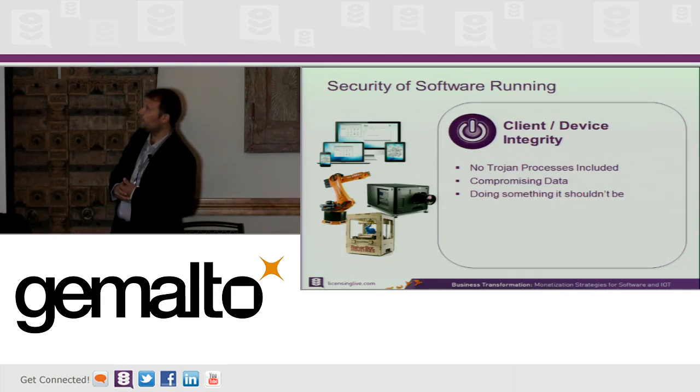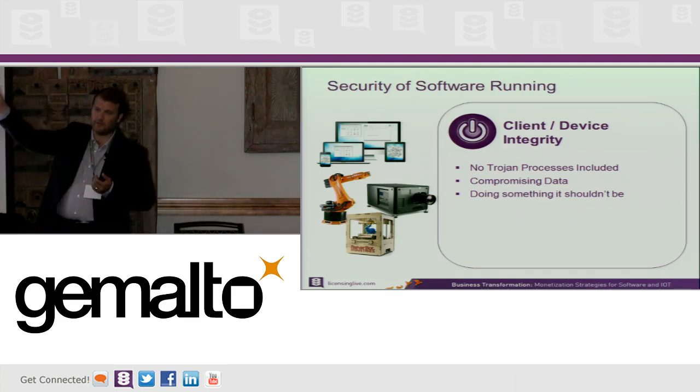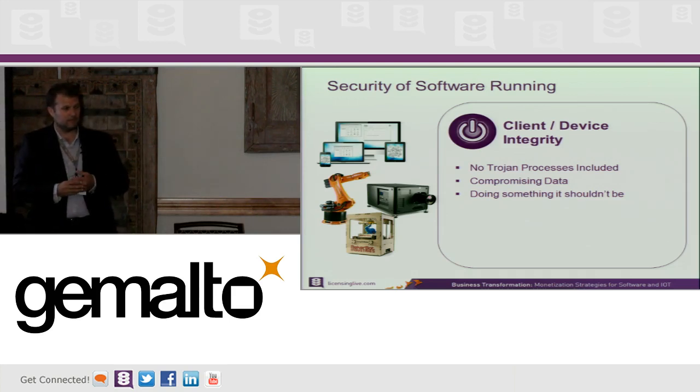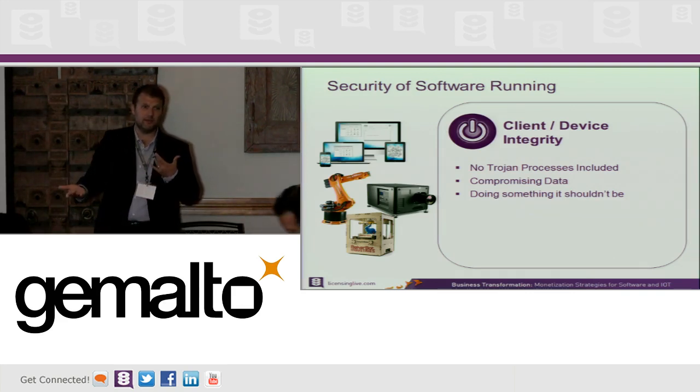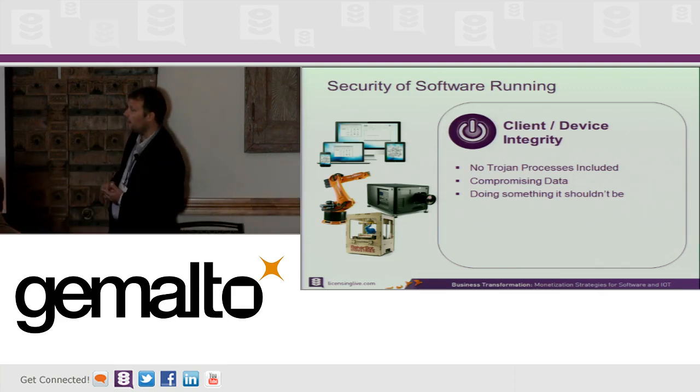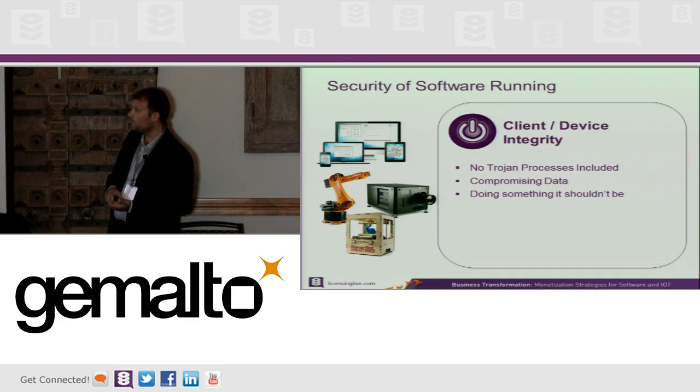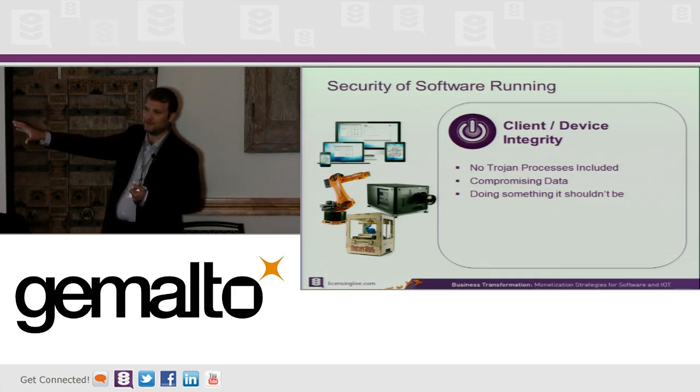So if we start first with looking at how we secure software running on devices. Now, when we talk about devices or clients, it can be a machine, it can be software running on a tablet, it can be on a desktop. We don't mind which way it is. So the first step of securing that software is we actually have to care about the integrity of the device. Where is the software actually running? We want to make sure that there are no Trojan processes running on that application, that the data on that device has not been compromised or modified. And really, we want this device to not be doing something that it shouldn't do.